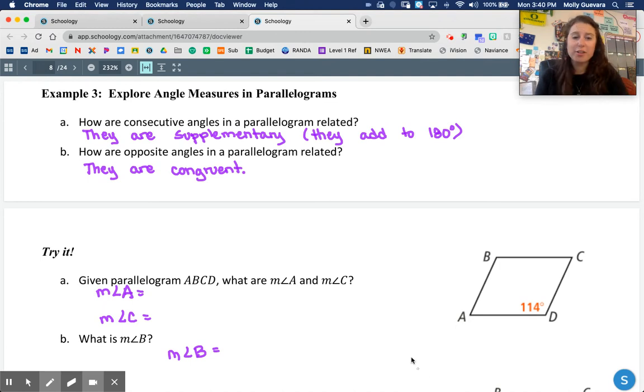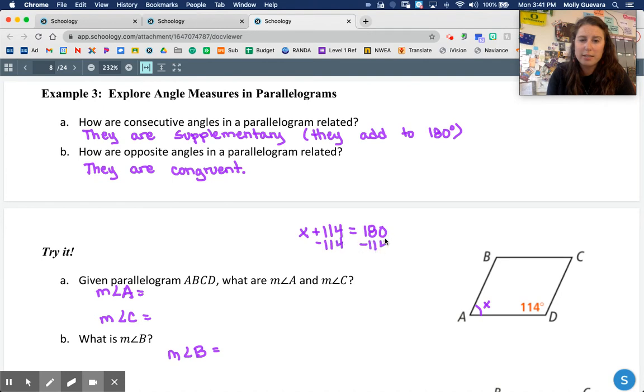Okay, so hopefully you tried it here. Let's review it. Angle A and angle D, I can call this X, add to 180. They are consecutive, meaning they're right next to each other, right? And so they add to 180. So X plus 114 equals 180. If I subtract 114 from both sides, I'm going to get X is equal to 66. So angle A here is 66 degrees.